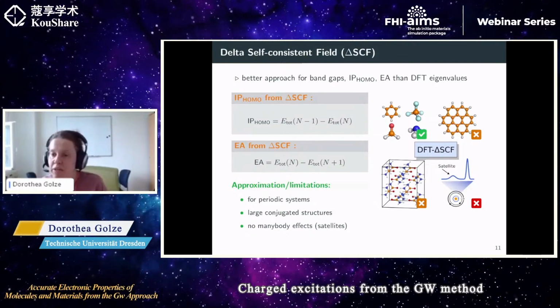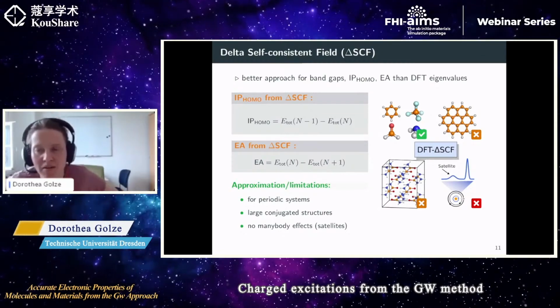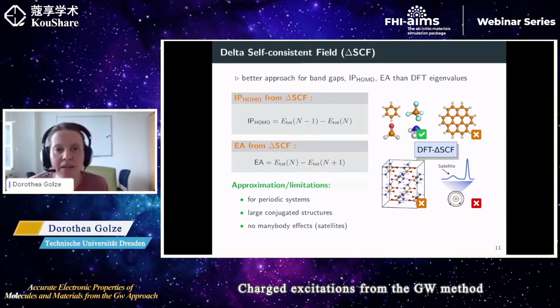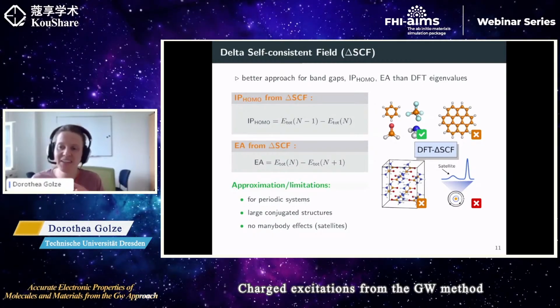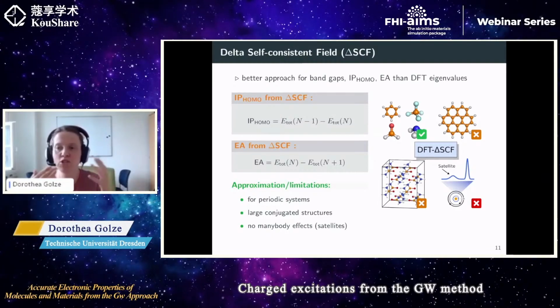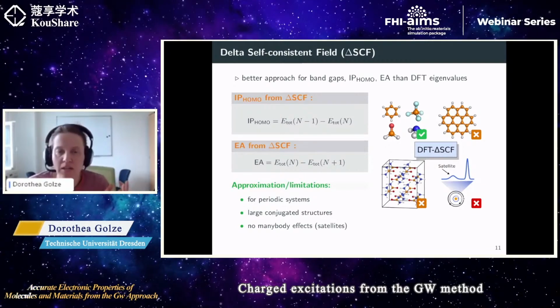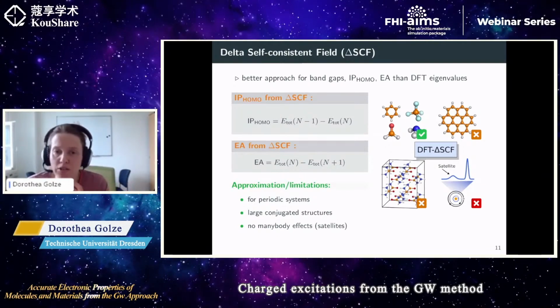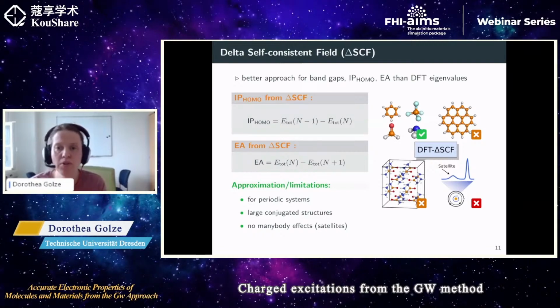A better method than using eigenvalues was already mentioned before, and there were a lot of questions, so I hope some questions are answered in more detail with this slide. So it's the delta self-consistent field method, so you won't easily get the deeper valence states, right? So the other parts of the band structures, but it could be an approach to get better band gaps, for example, or ionization potentials for the HOMO for molecules, or electron affinities also for molecules, than the DFT eigenvalues.